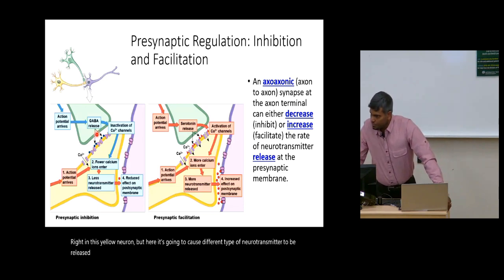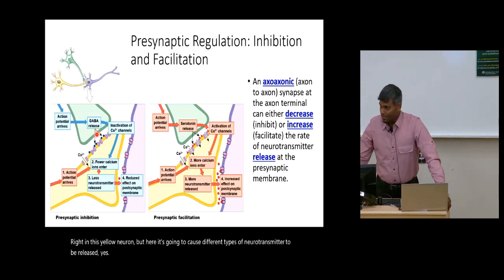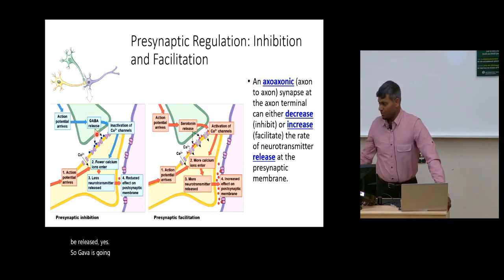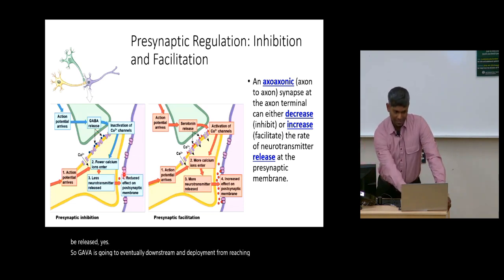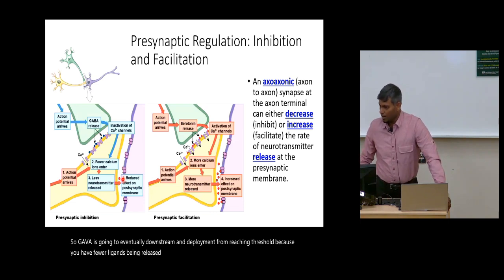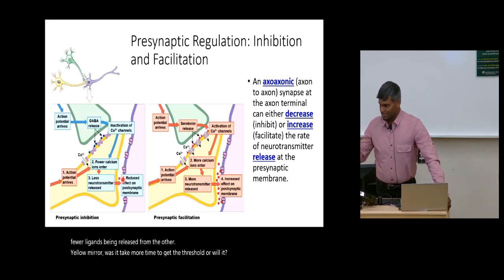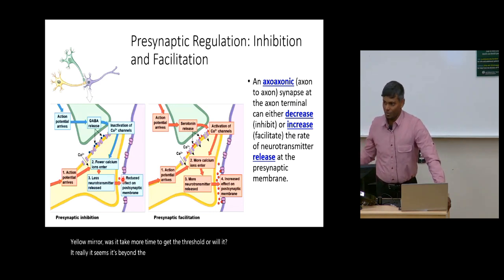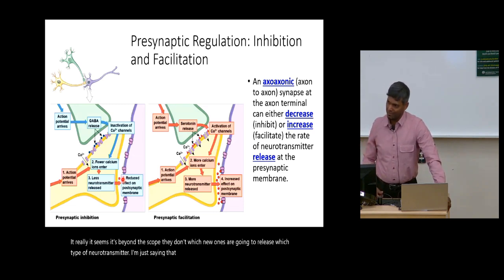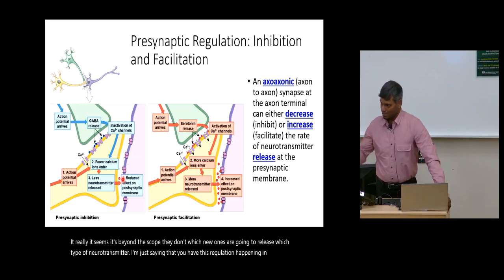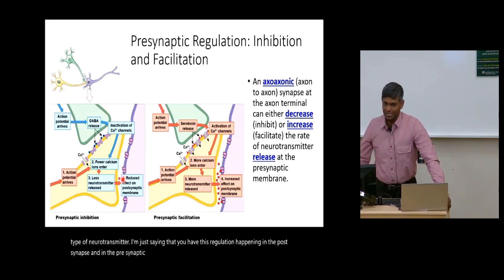Yes? Does the GABA Yeah, so GABA is eventually downstream. It will prevent it from reaching threshold because you have fewer ligands being released from the yellow neuron. Does it take more time to get to threshold, or It really, see, it's beyond the scope, on which neurons are going to release which type of neurotransmitter. But I'm just saying that you have this regulation happening in the postsynaptic neuron and in the presynaptic neurons as well. That's all I want the take-home message to be from this slide.